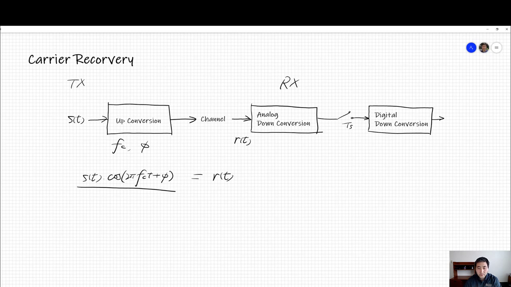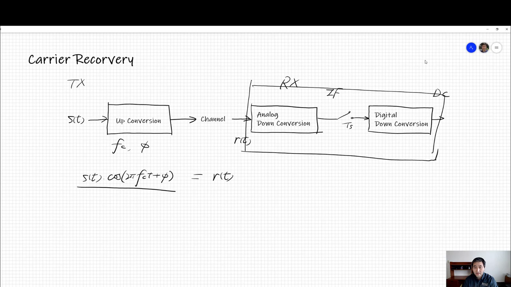Then at the receiver side, we will do down conversion. Usually there are two steps: analog down conversion and digital down conversion. Analog down conversion can use some inexpensive analog devices to down convert the carrier signal down to intermediate frequency. And then we sample that as a digital signal and, using digital downconversion, downconvert the signal to DC. Here, let's treat the receiver downconversion side as one block. So here, everything is a downconverter.